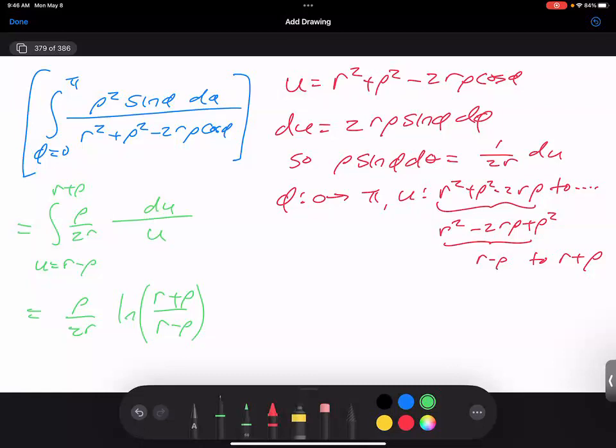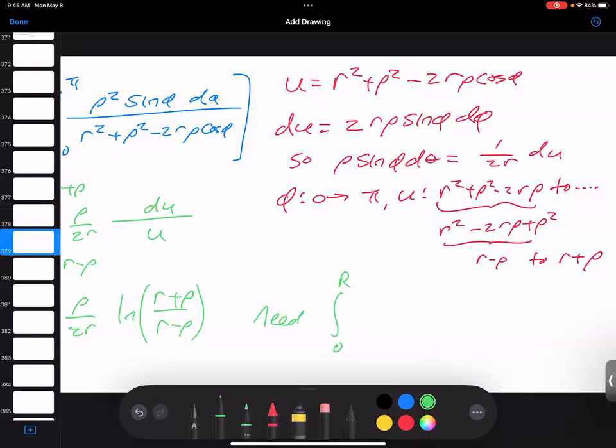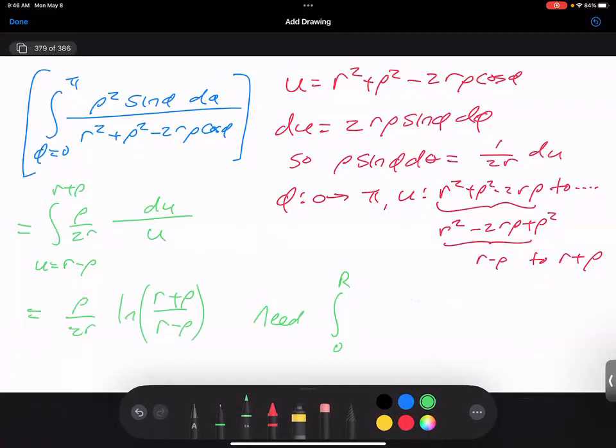Okay. And now we need to integrate from 0 to r of, I think we had a 2 pi g outside, 2 pi gm, rho over 2r, natural log of r plus rho over r minus rho d rho. And so we've now reduced this to a one-dimensional integral. But this looks like a bit of a painful one, we've got this natural log of r plus rho over r minus rho. Does this have a nice antiderivative?